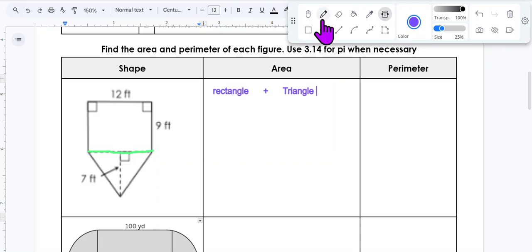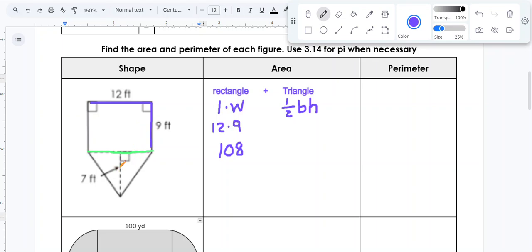The area of a rectangle is length times width. The area of a triangle is 1/2 the base of the triangle times the height of the triangle. So for the rectangle, length times width, that would be 12 times 9. That's my length and that's my width. It doesn't matter which one you label length and which one you label width, because you're multiplying, so it doesn't matter which order you multiply in. 12 times 9 is 108. So I have 108 for the area of my rectangle.